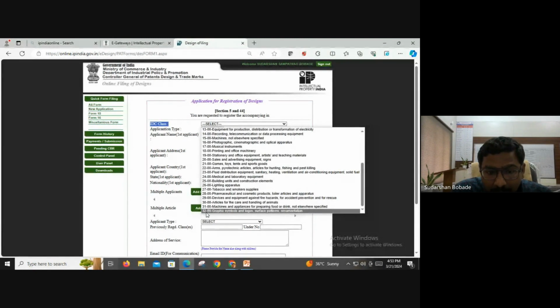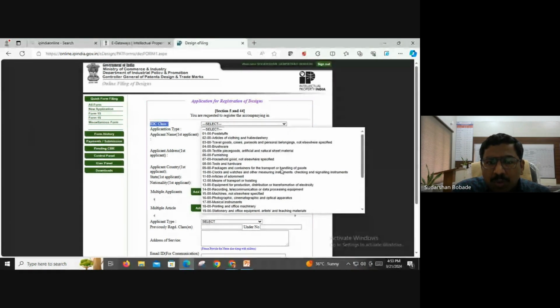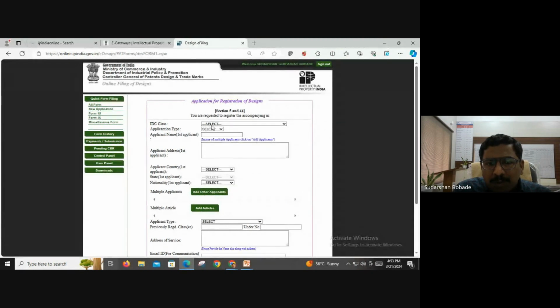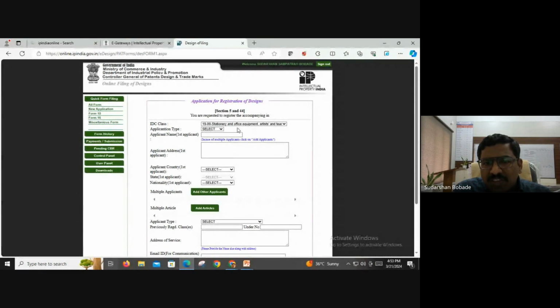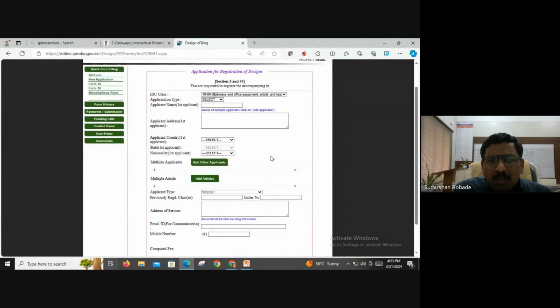Now they have added a new one also, 32: graphic symbols and logos, surface patterns and ornamentation. So there is an addition of any subclass if they wish to add. So nowadays there are 32 classes. Looking at these 32 classes, suppose this is the 19th, stationery and office equipment and artist materials. Now what is the second part? Application type. There are two ways, ordinary versus convention.